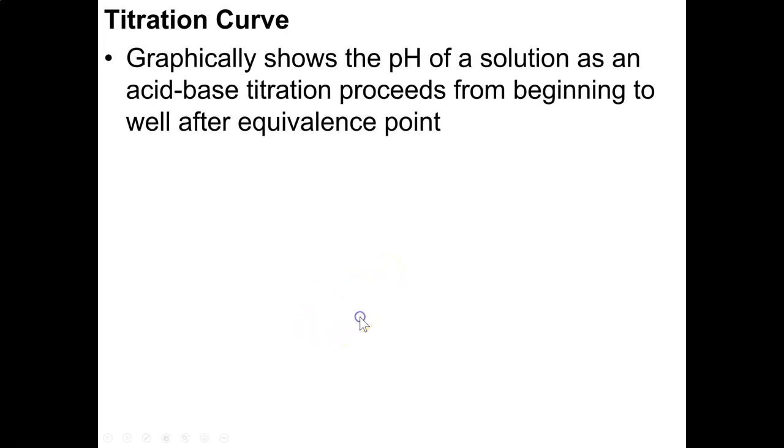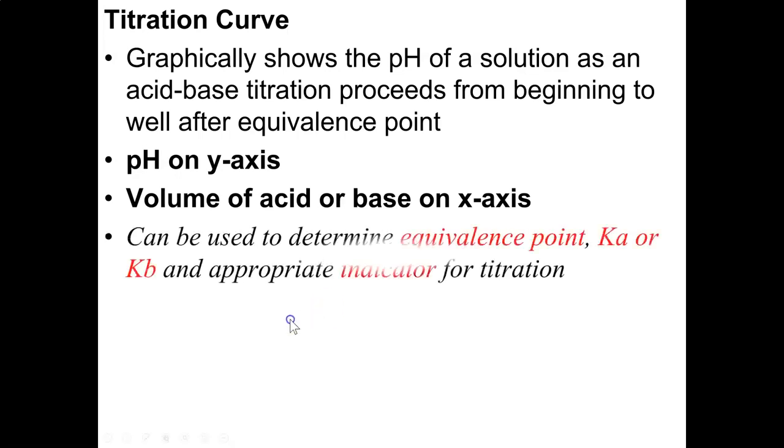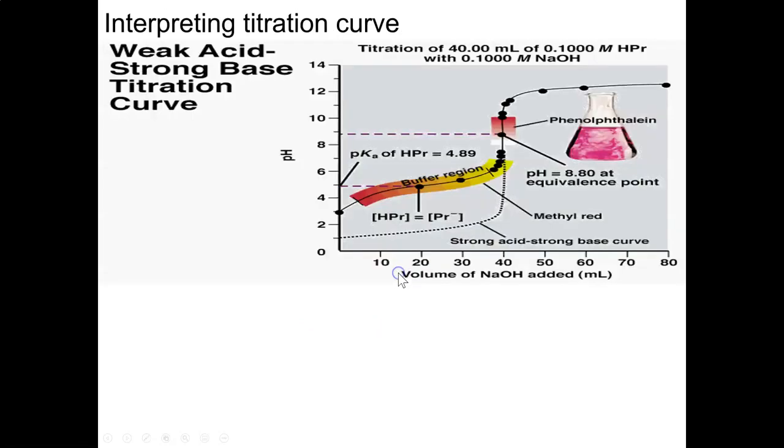What this thing basically does is give you a whole bunch of data. pH is on the y-axis. Volume of the acid or base you're adding is on the x-axis. Whatever you're adding is on that axis. It can be used to determine the equivalence point, the Ka or Kb, and an appropriate indicator for the titration. So it gives you a whole lot of data that you could use. So let's look at a titration curve.